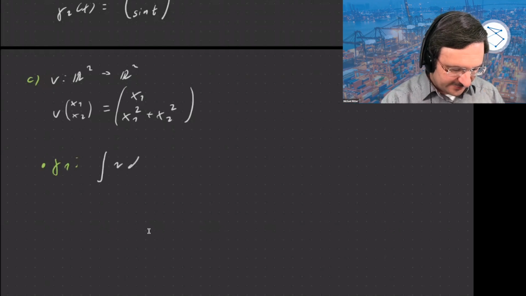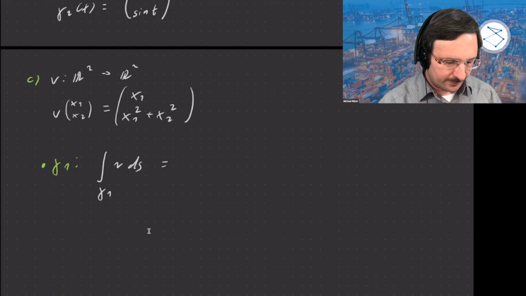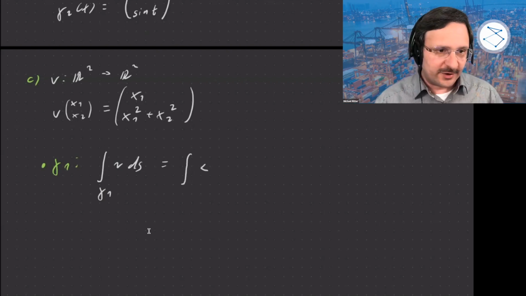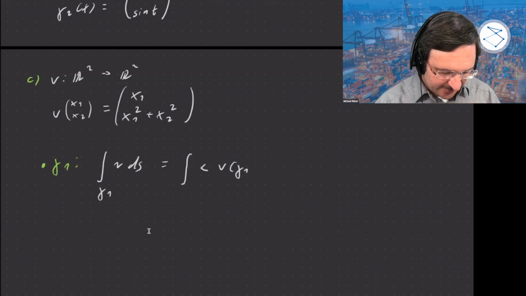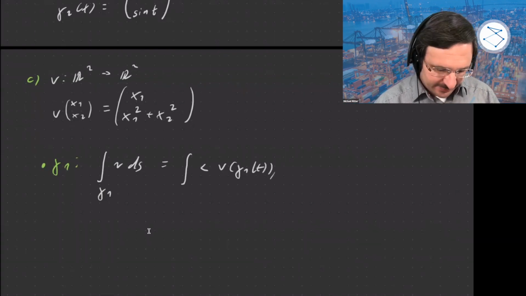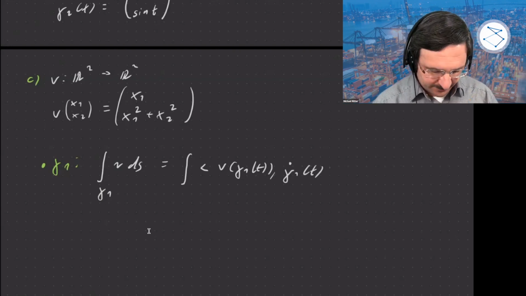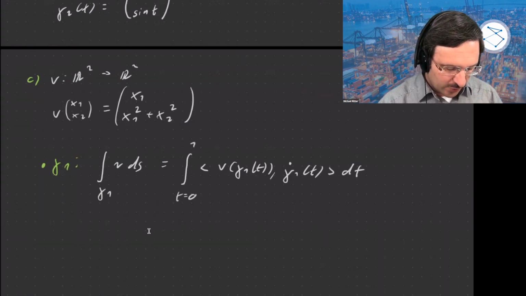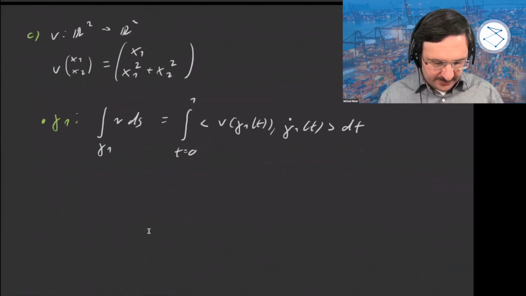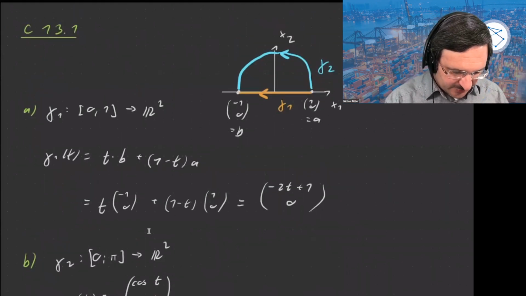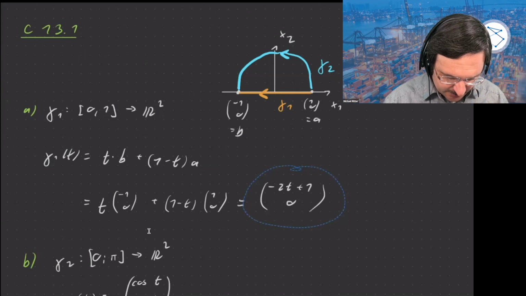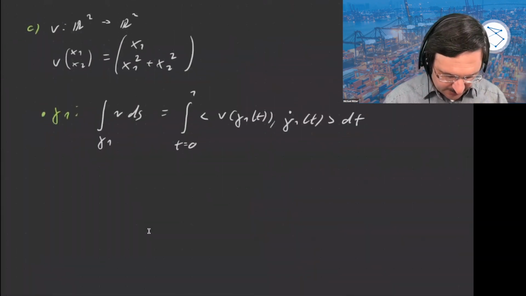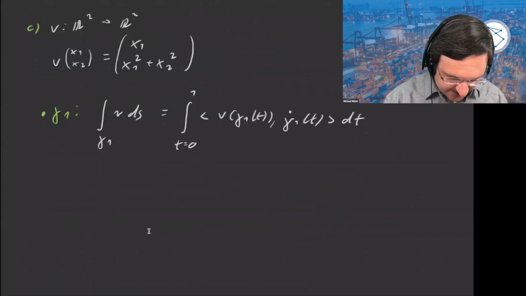So the line integral over V ds along gamma 1 is simply defined as the integral over the scalar product of V evaluated at gamma 1 of t with the vector gamma 1 dot of t, so the derivative of gamma 1, dt, and we're integrating over the parameter space, and that was t from 0 to 1 in our parameterization. So remember the parameterization that we got here was this. So let's just copy that. Okay, so here's our parameterization once again. That was gamma 1 of t.